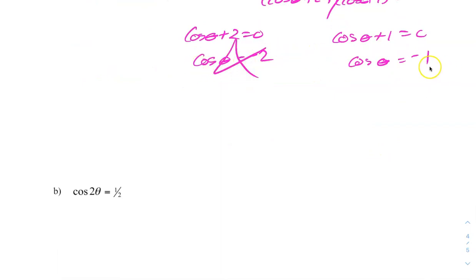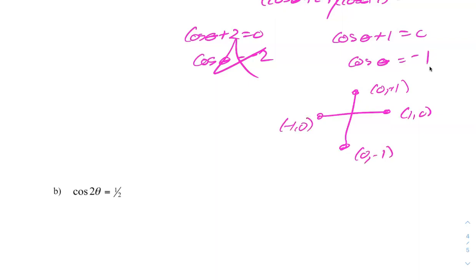Here, cosine equals negative 1, that's a unit circle problem. Remember, anytime sine or cosine is negative 1 or positive 1, it's a unit circle problem. So 1, 0, 0, negative 1, negative 1, 0, 0, negative 1. Cosine's the x value, so right here, which would be pi. That's our answer.